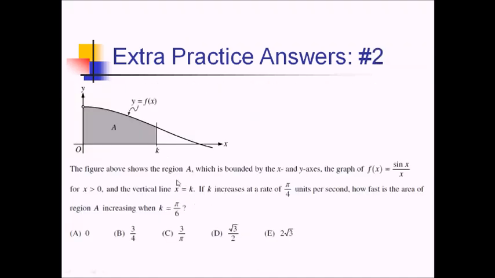For this problem, we have this figure with region A bounded by the x-axis, the y-axis, and this sine of x over x graph here. And the vertical line, oh yeah, k. If k, the x value of this vertical line, is increasing at a rate of pi over 4 units per second, how fast is the area increasing when k is pi over 6?